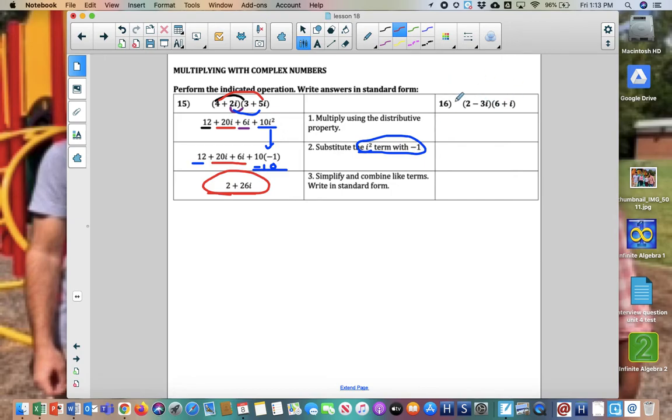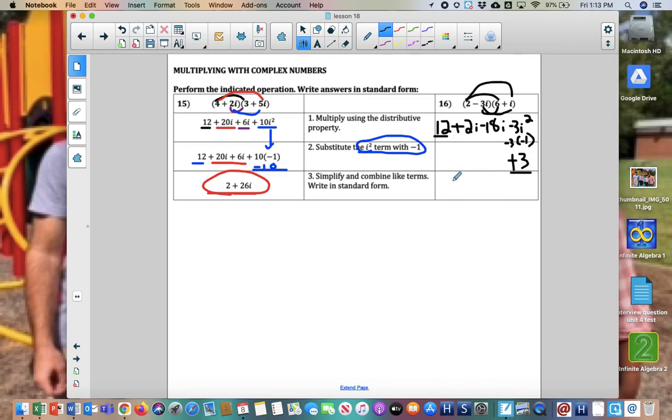All right, let's show one more example question here. So I'm going to distribute 2 times 6, 12, 2 times positive i, which is plus 2i, negative 3i times 6, negative 18i, negative 3i times i, negative 3i squared. Okay, the next step is going to be, I see the i squared, so I'm going to replace that with a negative 1, so I get negative 3 times negative 1. Well, negative times a negative is a positive, so I get positive 3.